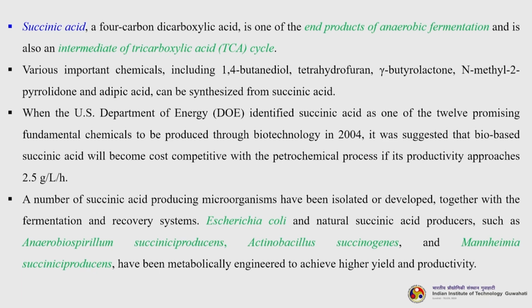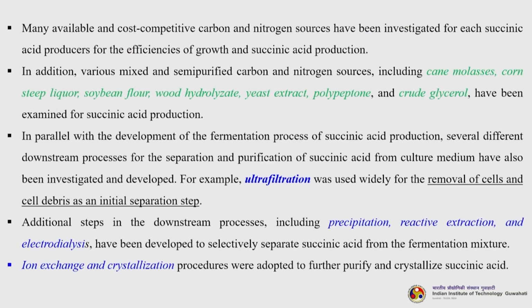A number of succinic acid producing microorganisms have been isolated or developed together with the fermentation and recovery systems. Escherichia coli and natural succinic acid producers such as Anaerobiospirillum succiniciproducens, Actinobacillus succinogenes, and Mannheimia succiniciproducens have been metabolically engineered to achieve higher yield and productivity. Many available and cost competitive carbon and nitrogen sources have been investigated for each succinic acid producer for the efficiencies of growth and succinic acid production.